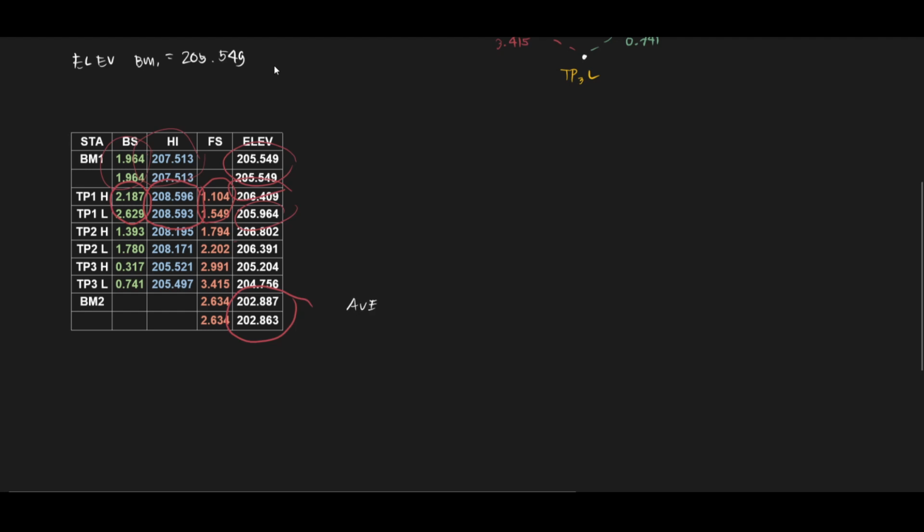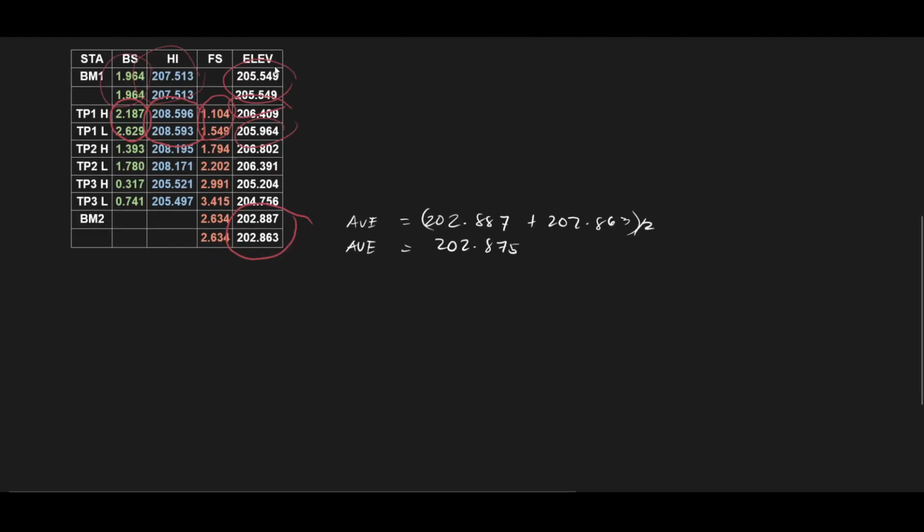Now the average is, so that will be 202.887 plus 202.863 divided by 2. So the average value is equal to 202.875. Okay, so now it's time to do an arithmetic check, right?